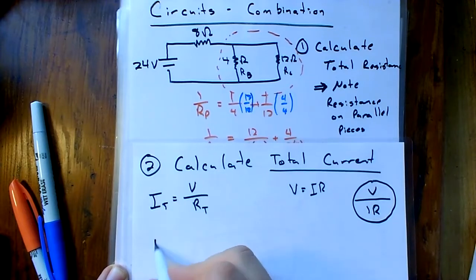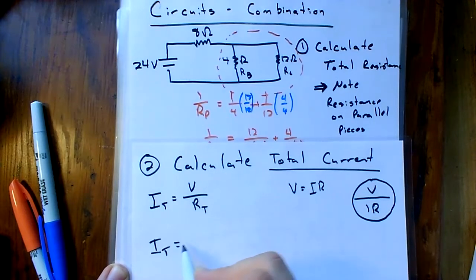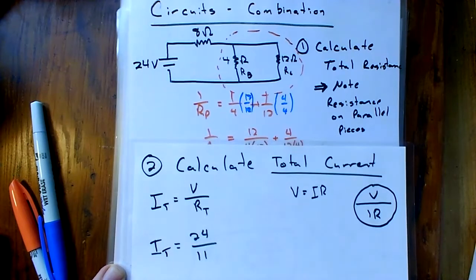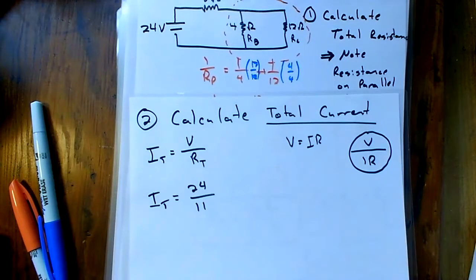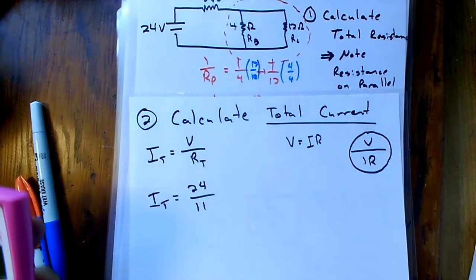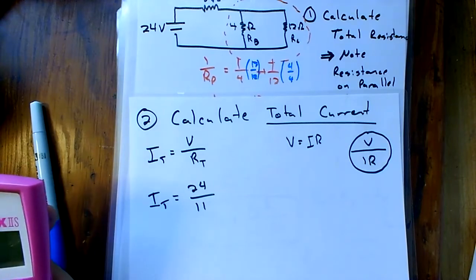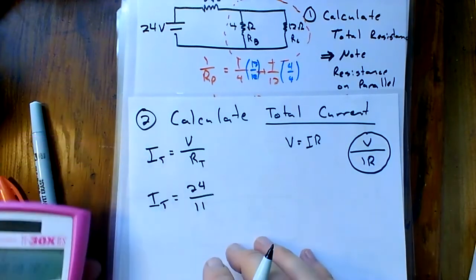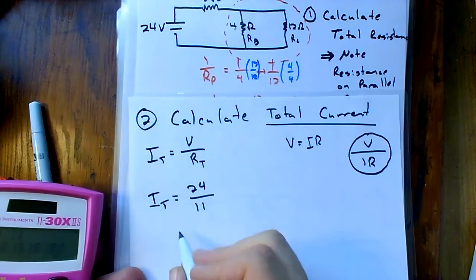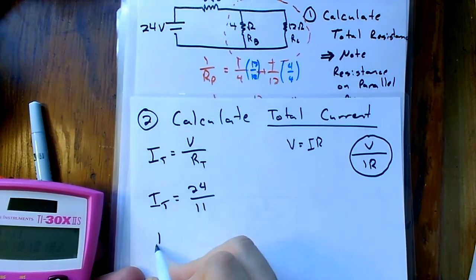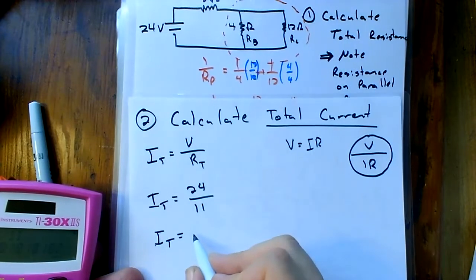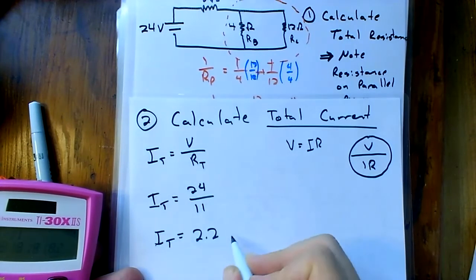In which case, my total current here is going to be 24 volts over the 11 ohms that we came up with before. We're going to end up doing some rounding, but 24 divided by 11 is about 2.2 amps. So my total current is 2.2 amps.